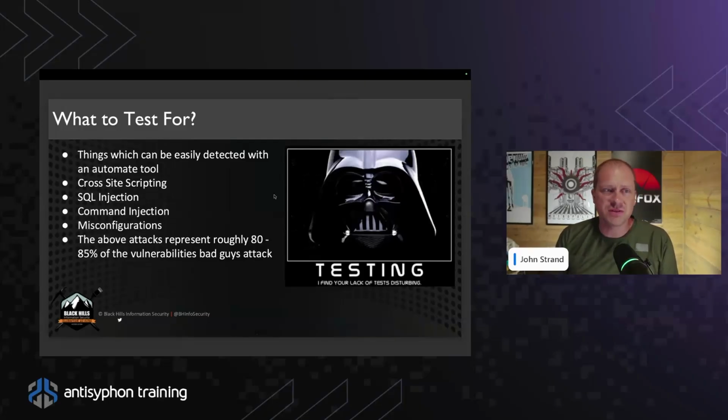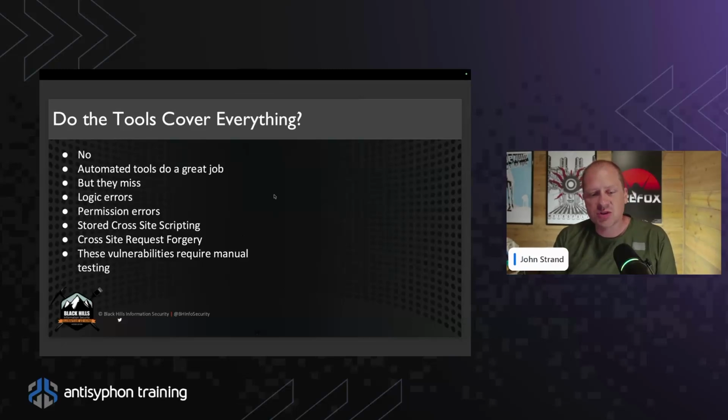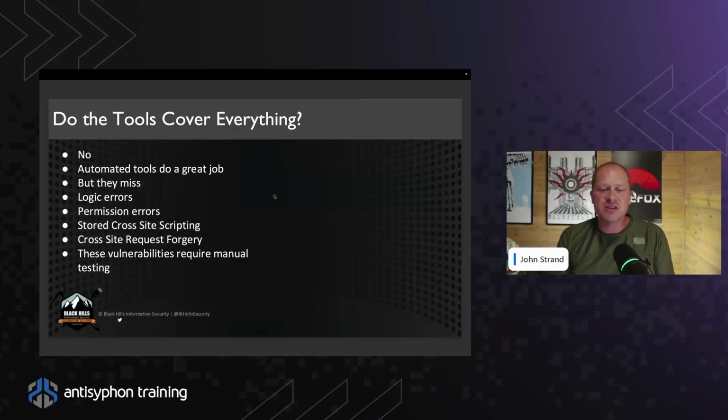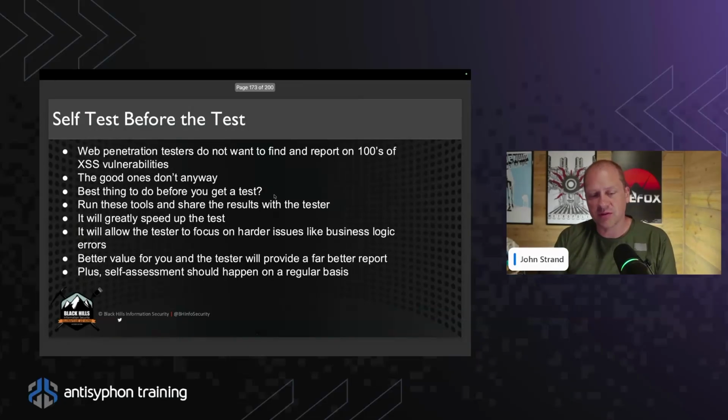But most of your breaches that are going to hit an environment, they're not going to come from those really hard vulnerabilities. They're going to come from the easy stuff. Now, do the tools cover everything? No, they don't. They're going to miss business logic errors, permission errors, stored cross-site scripting, or cross-site request forgery. And a lot of these vulnerabilities require some level of manual testing to be able to identify them. And that's okay. This is in that 10% of what you're looking for.